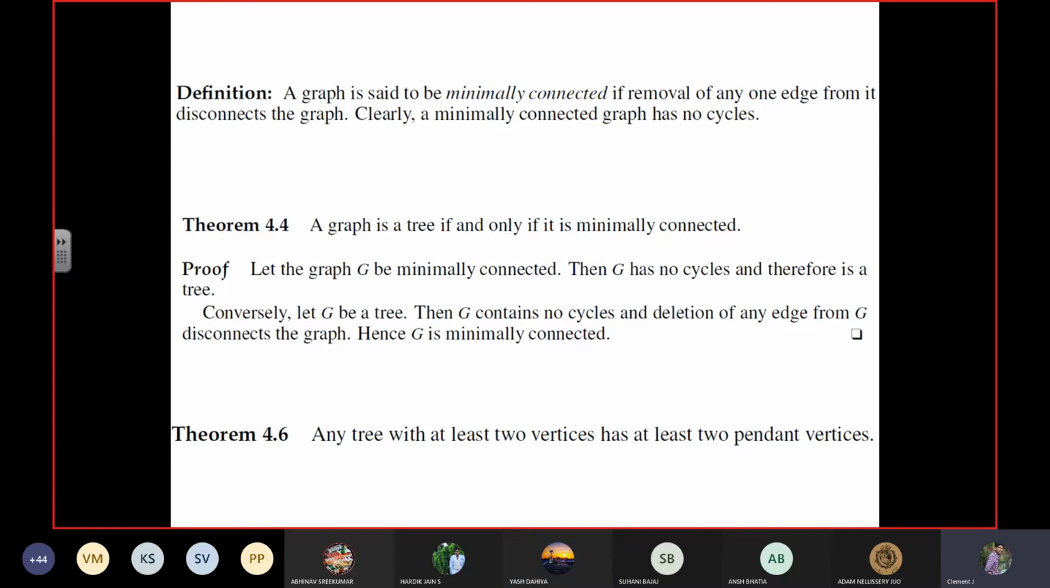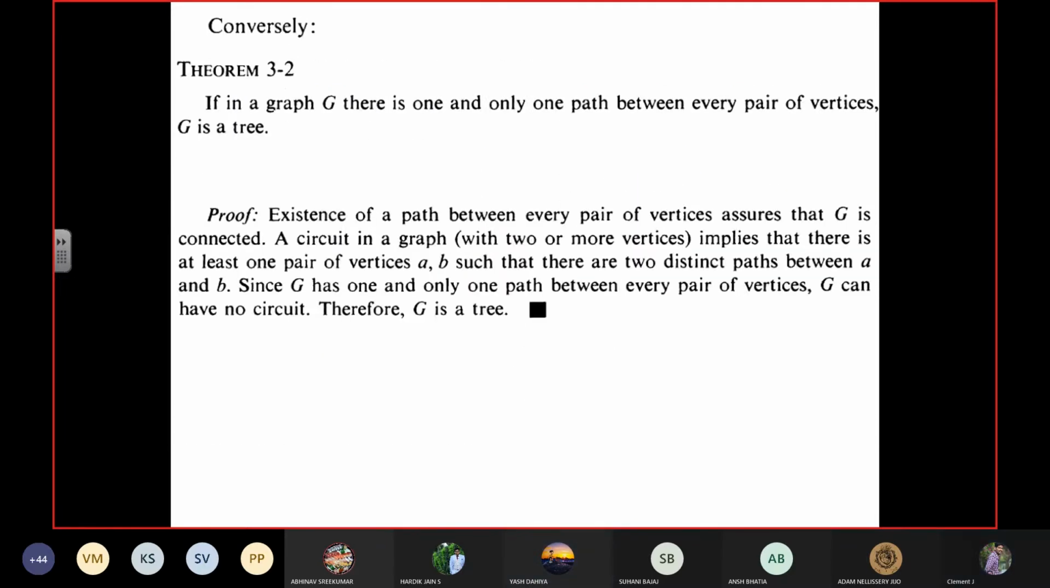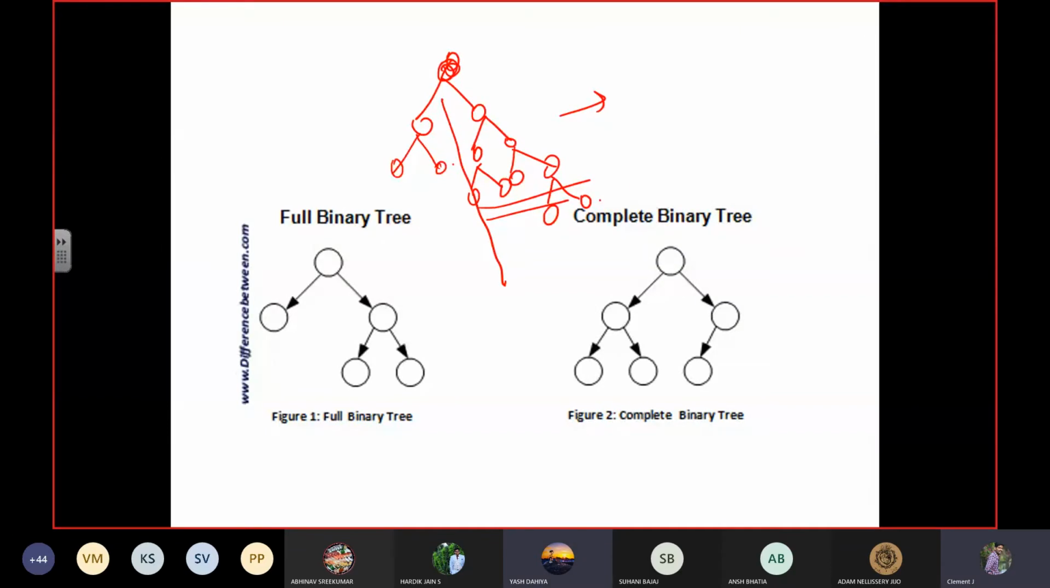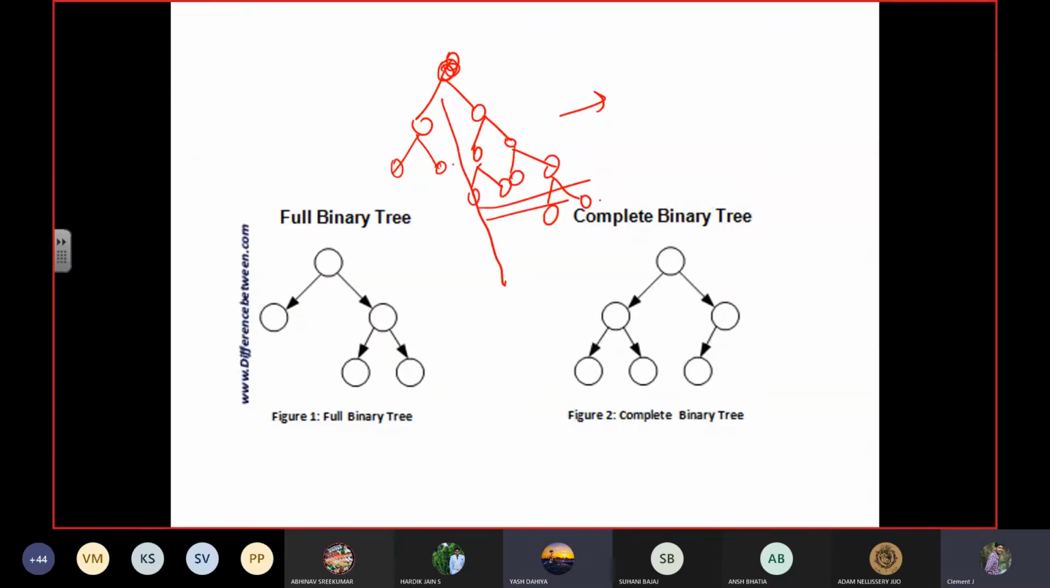You're talking about this figure or this one? This one, right? Yes, sir. Sir, how is figure number 2 a complete binary tree? See here, for a complete binary tree, the condition is different. It is not a condition like a full binary tree.